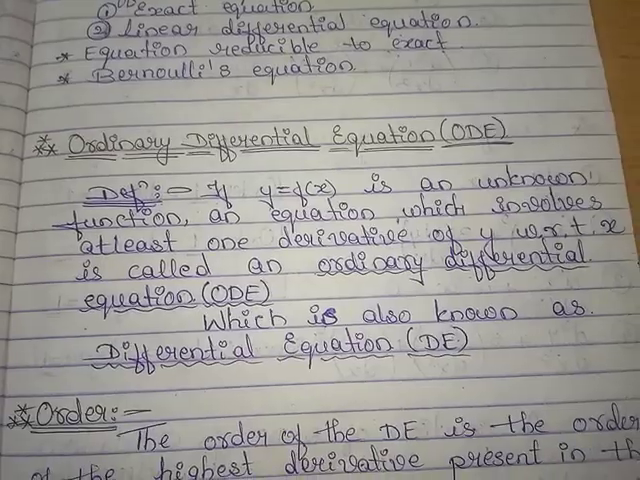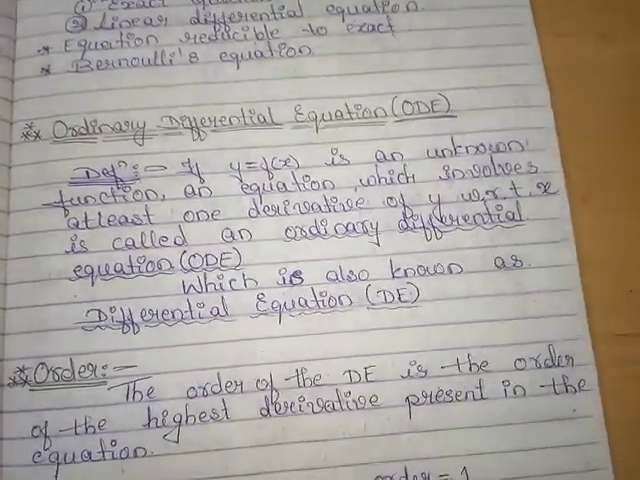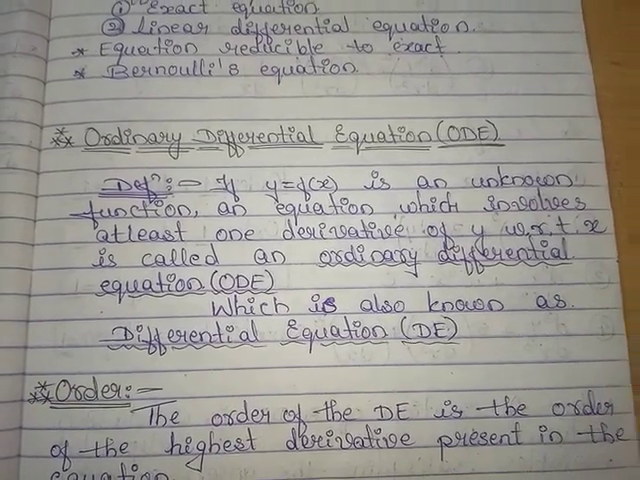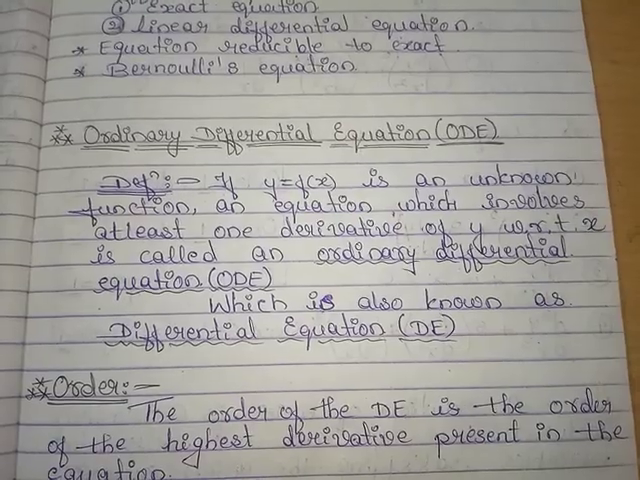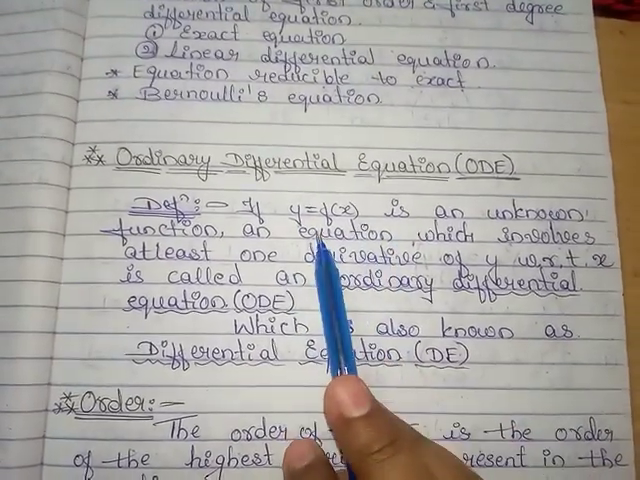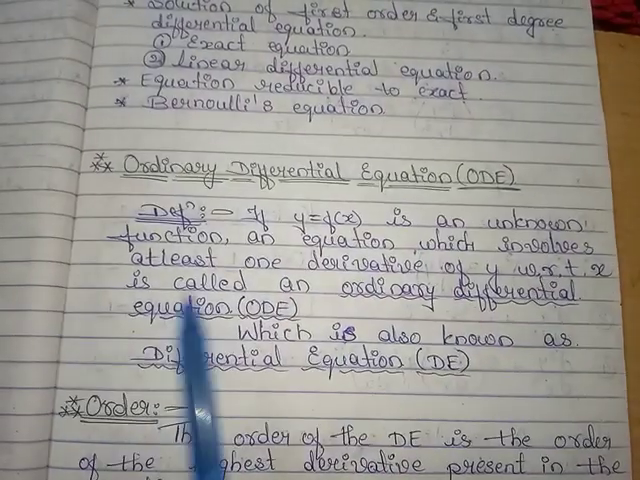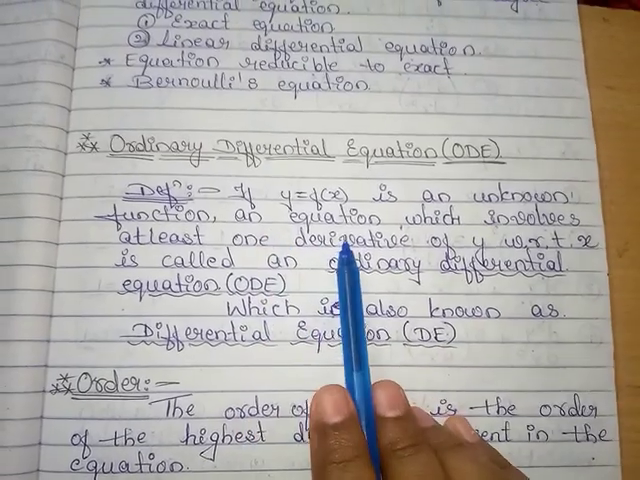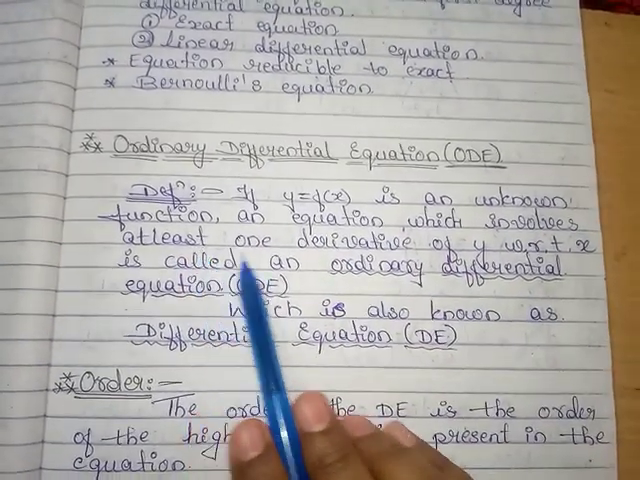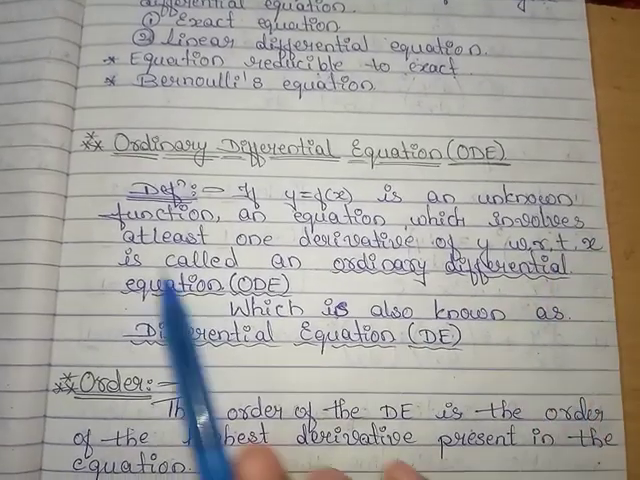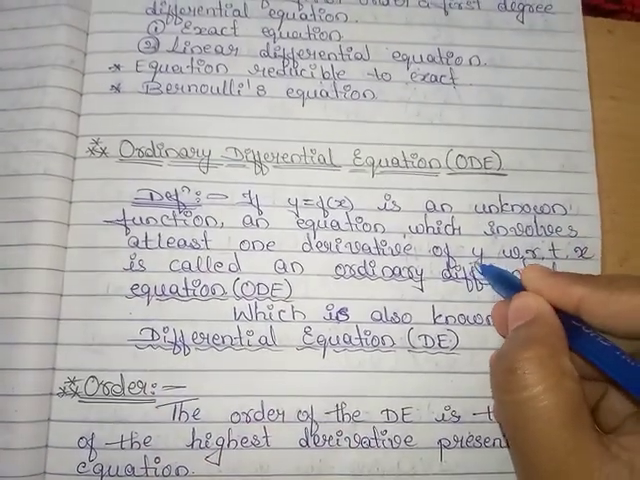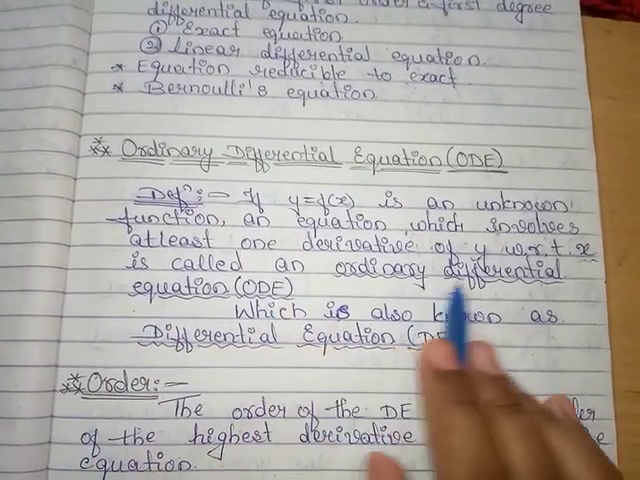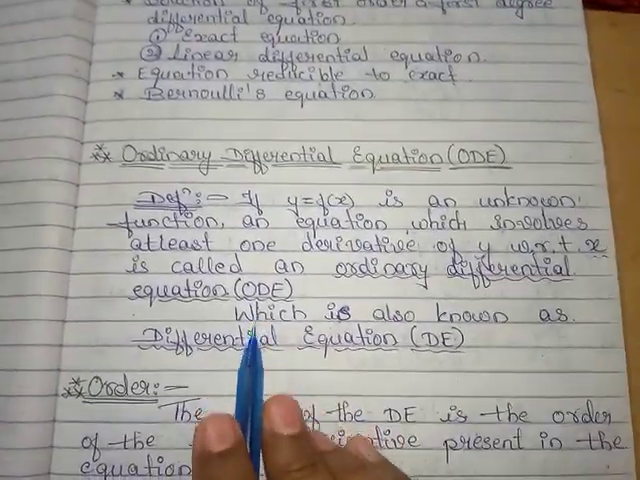First is ordinary differential equations. Let us see the definition of ordinary differential equations. We know that y is equal to f of x is a function. If y is equal to f of x is an unknown function, an equation which involves at least one derivative of y with respect to x is called an ordinary differential equation.